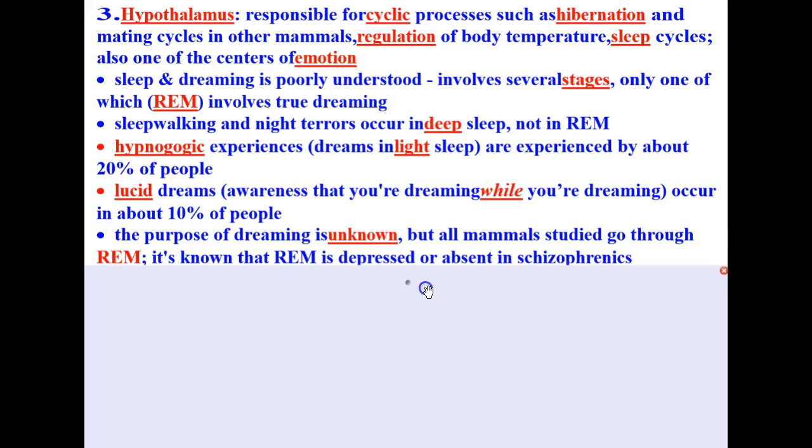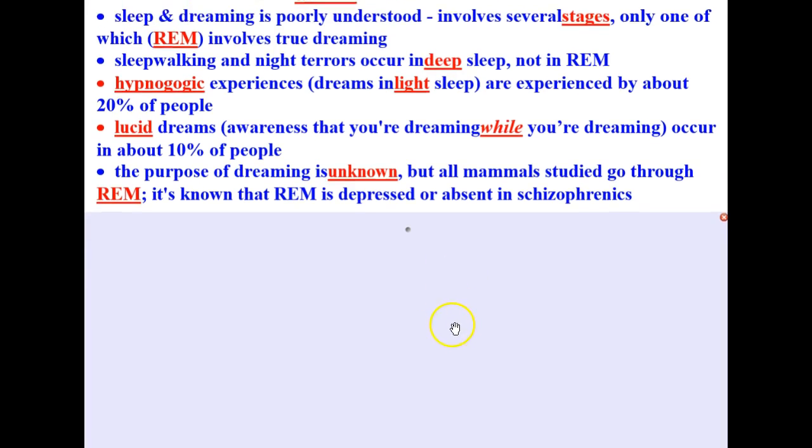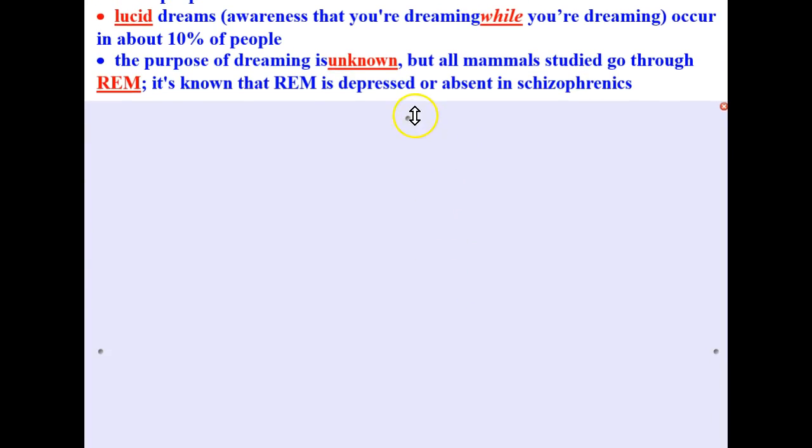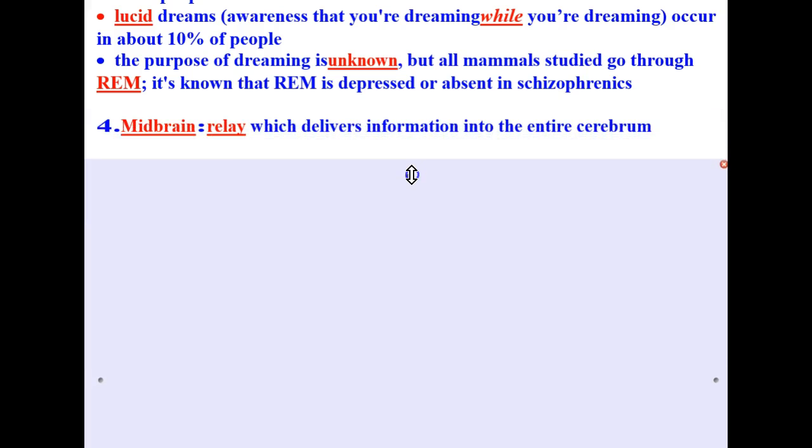The purpose of dreaming is unknown, but all mammals studied go through REM, and it's known that REM is depressed or absent in schizophrenics. The midbrain is a relay which delivers information into the entire cerebrum.